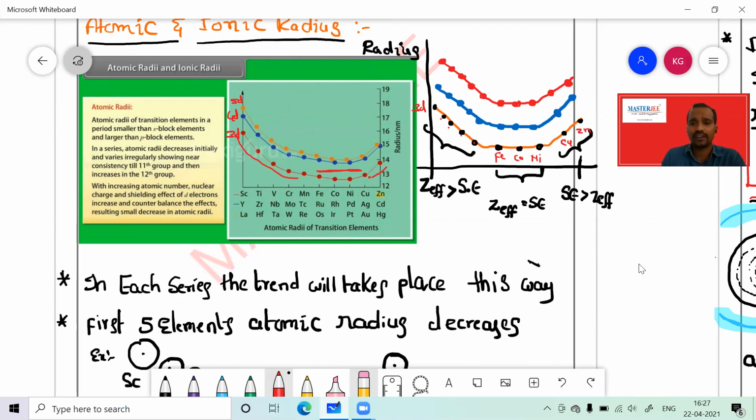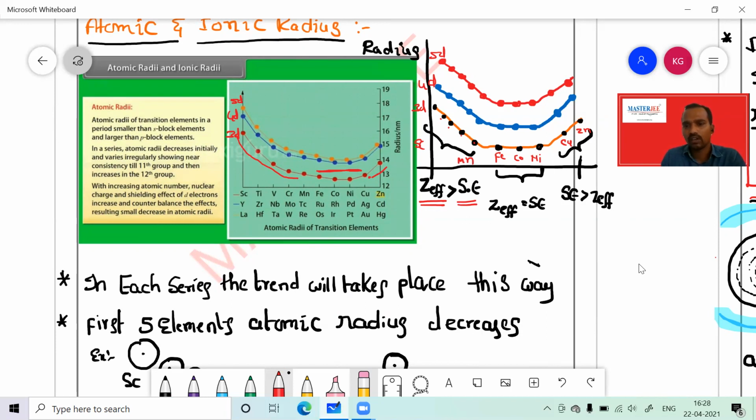What is the reason behind it? In each and every case, why does it happen in the 3D, 4D, and 5D series? From scandium to manganese, the atomic radius decreases due to effective nuclear charge. Effective nuclear charge predominates the screening effect here. Because of that, the atomic radius gradually decreases.